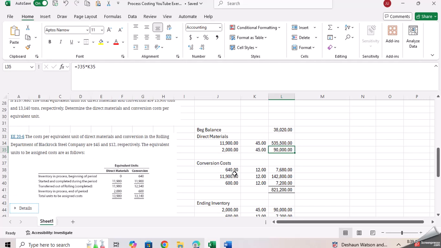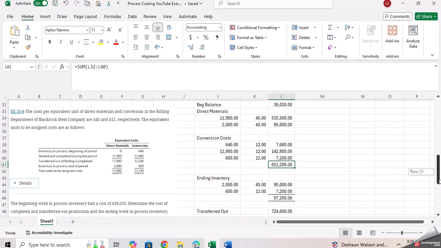Then those conversion costs: our beginning balance still had 80% to complete, so that is the 640 times our $12. The ones that we started and completed times our $12 gives us that. And then our ending inventory that's 30% complete times the $12 gives us that. So then we have it total broken out, and this is the total of everything, direct materials and those conversion costs.